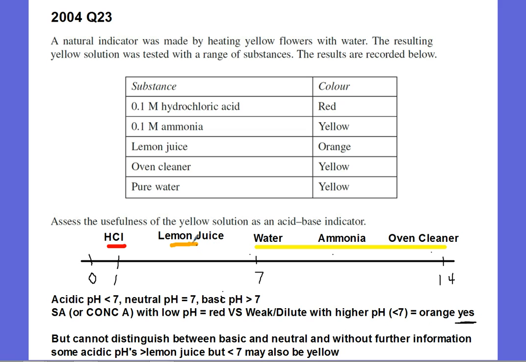And even still, because we don't know the actual pH of the lemon juice, there might be a range in here of acidic solutions, say pH between 7 and 5 for example, that might be yellow as well. We haven't got enough data, so we can't be sure it can actually distinguish between acids, bases and neutral, as far as I'm concerned with this question.